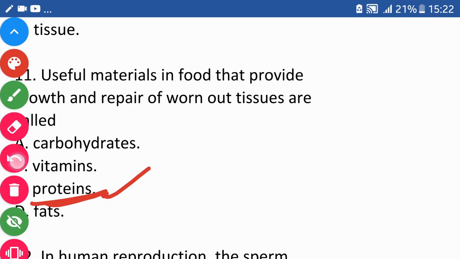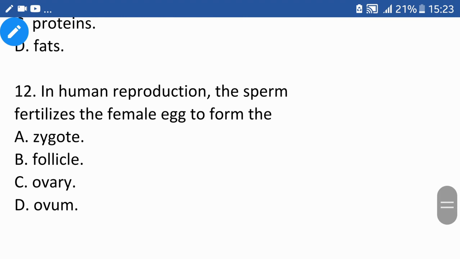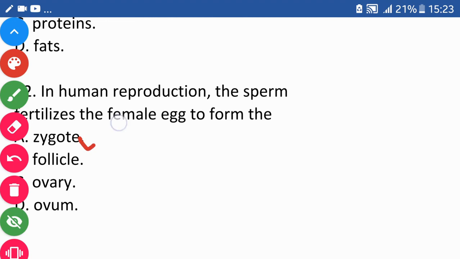Protein. So the next one, number 12: in human reproduction, the sperm fertilizes the female egg to form the zygote. So A, zygote.